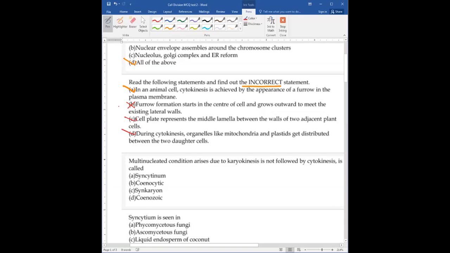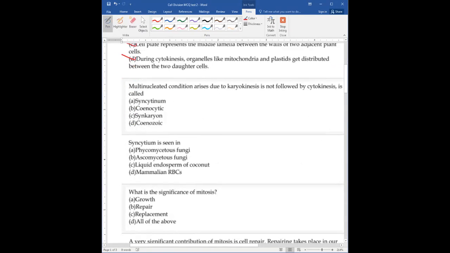And here, guys, there is no equal division of this thing. They are just divided randomly. Cell organelles are divided randomly. So understand this. So which is the wrong statement? This is the wrong statement, guys.